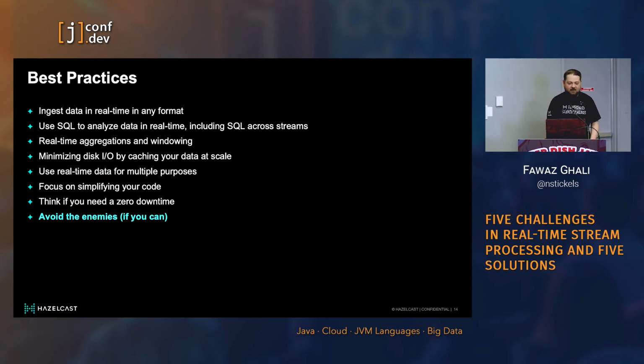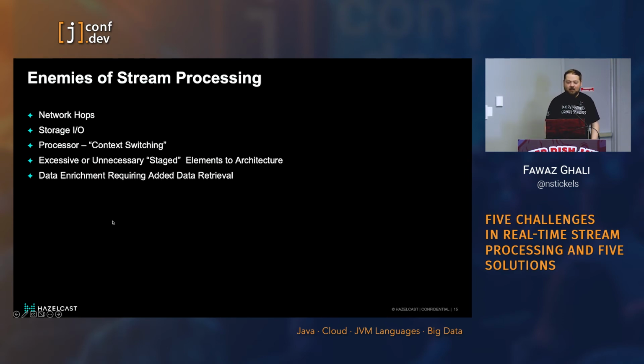And the last best practice, avoid the enemies. And so what are the enemies? The enemies are network hops. If you have to move or call data somewhere else, call another microservice somewhere else, call whatever, keep everything within the cluster. Again, I/O. Don't use the disk if you don't have to. Do everything in memory, do everything as fast as possible.